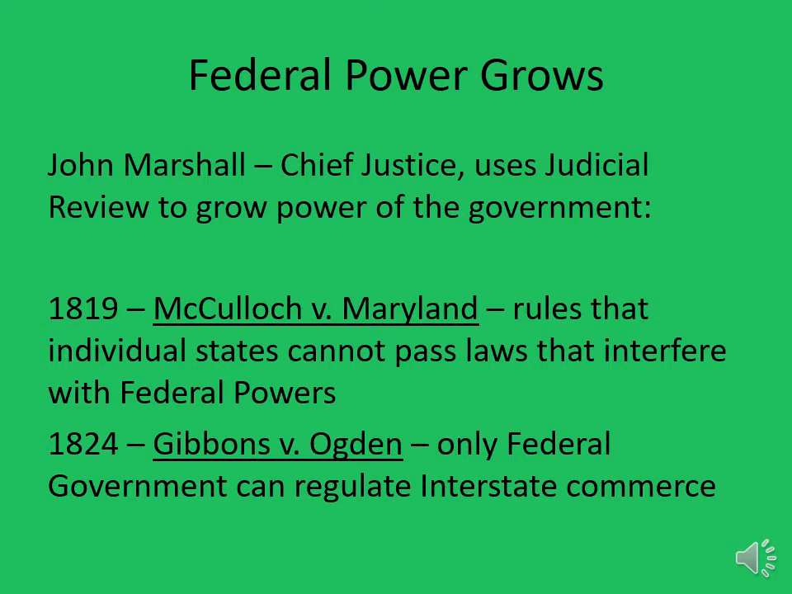And you'll do an activity here about McCulloch versus Maryland and learn a little bit more about that Supreme Court case. In 1824, Gibbons versus Ogden was a Supreme Court case that ruled that only the federal government can regulate interstate commerce, or the buying and selling of things across state lines, as well as shipping across state lines. And you'll do another activity a little bit later on, learning more about Gibbons versus Ogden. But these two Supreme Court cases were all about growing the federal power of the government.